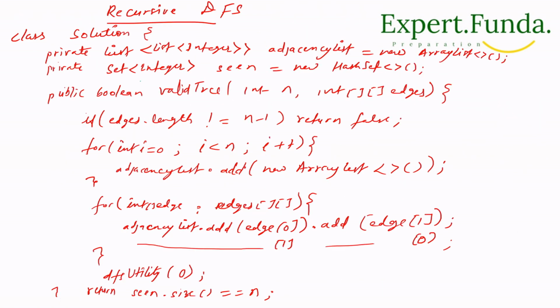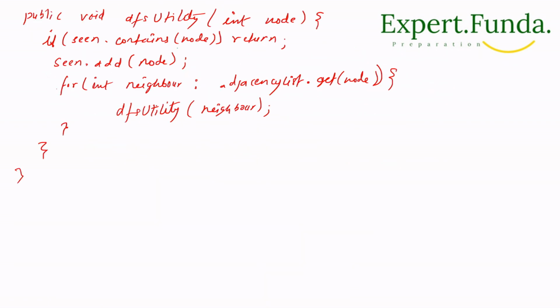Similarly, in the recursive way, we did the same thing. We have taken the adjacency list and the scene, right? But we are doing it recursively now. Only one thing we will see: we have taken one DFS utility method, and this DFS method starts from the root node.